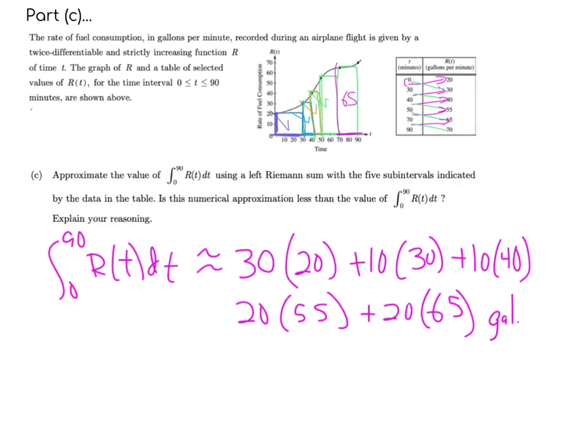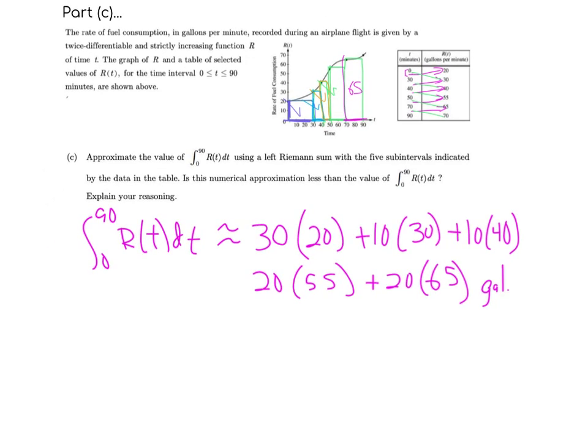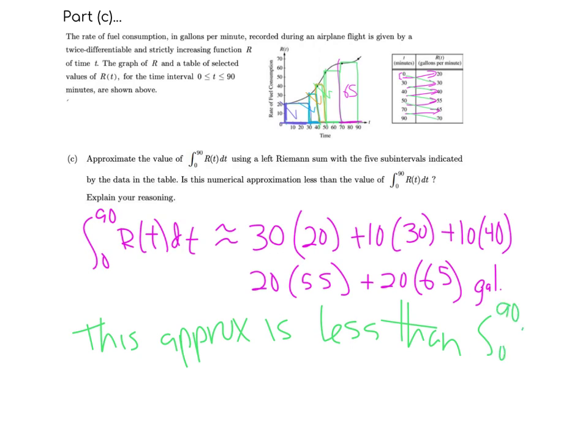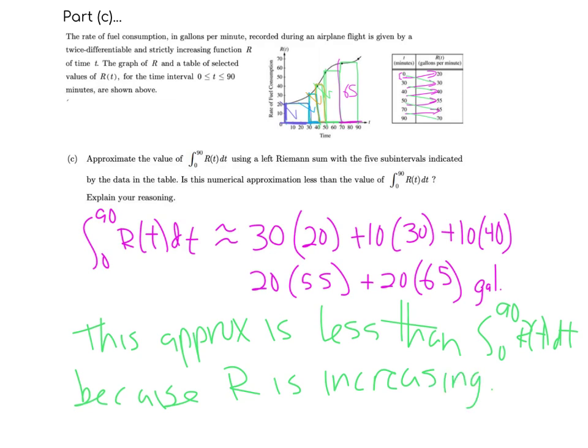Now I have not finished this question, so let's finish. Is this numerical approximation less than the value of the integral? My argument's going to be this approximation is less than the integral, 0 to 90 r of t dt, because r is increasing. So left Riemann sums are going to be underestimates if a function is increasing.